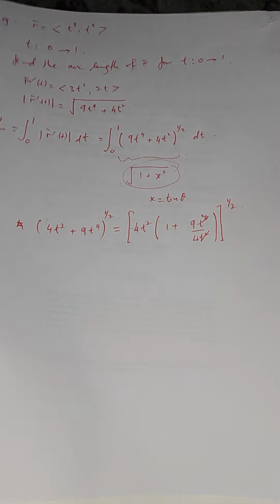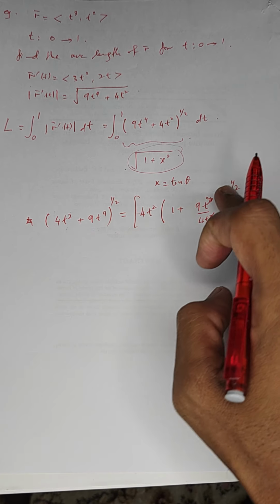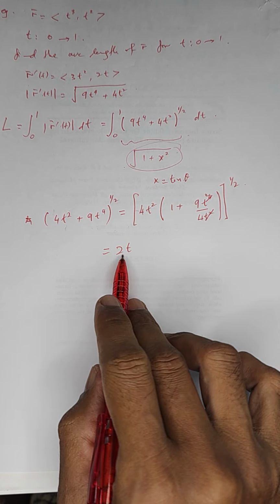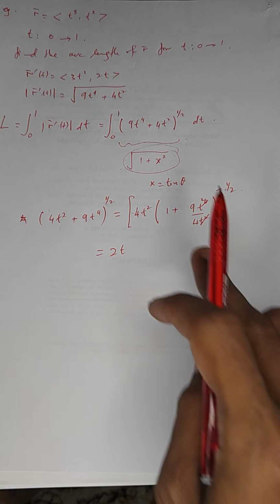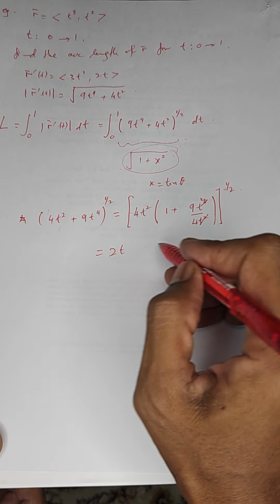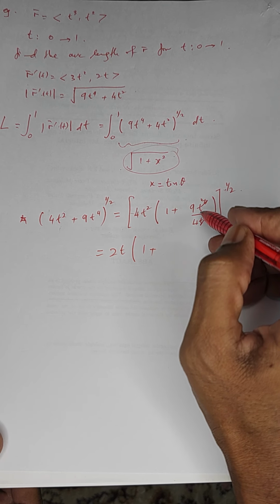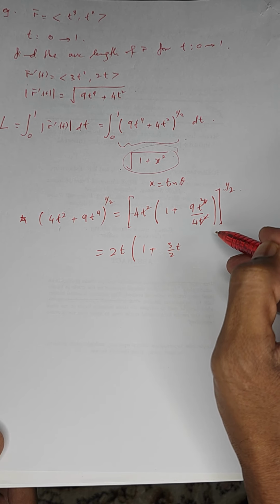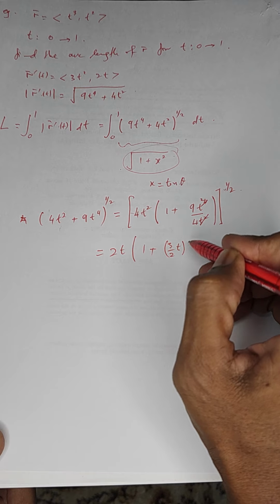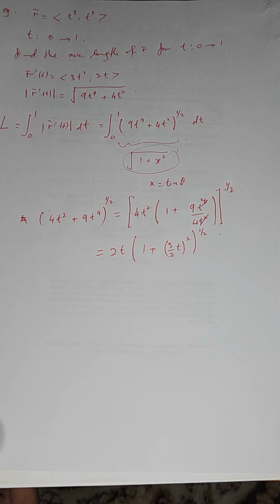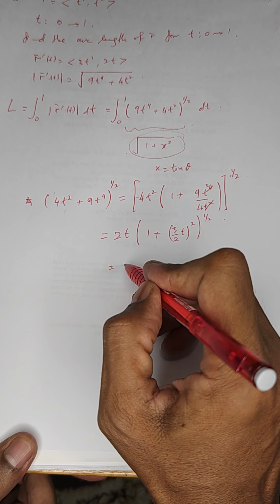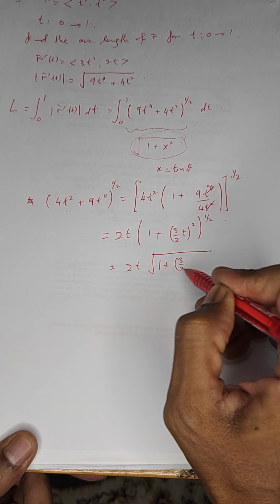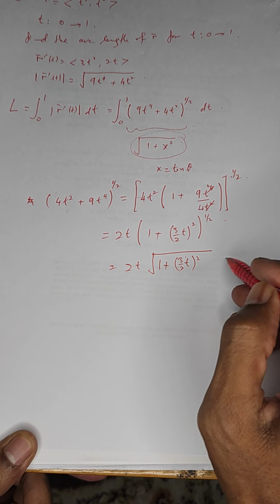Okay, and then here you have square root of those. So this is 2t, for 4t squared, you get 2t because of that half. And then inside here, you can write those things as 1 plus 3 over 2t, correct, squared, and half. So basically this is what we have: 2t integrate square root of 1 plus (3 over 2t) squared. So you have this form.